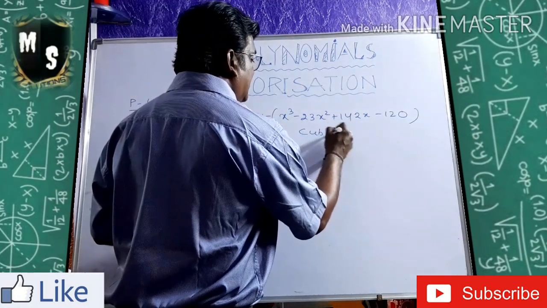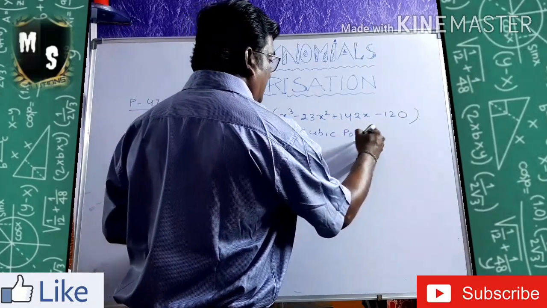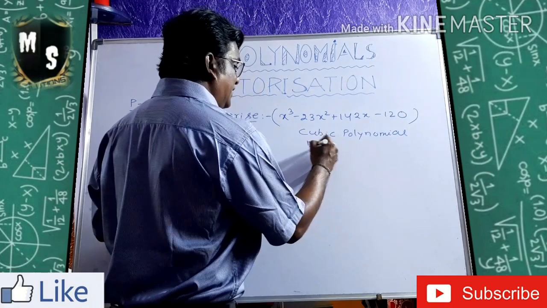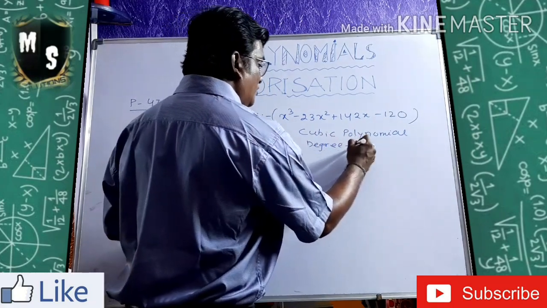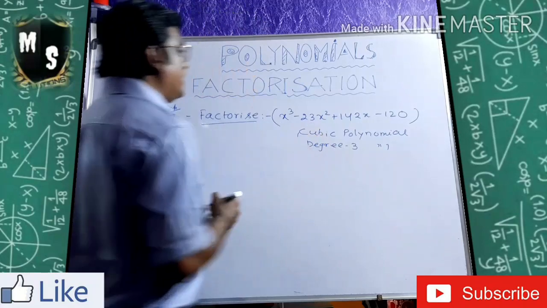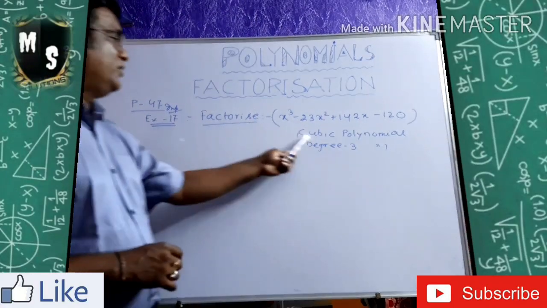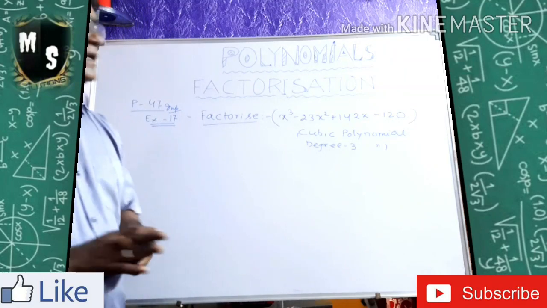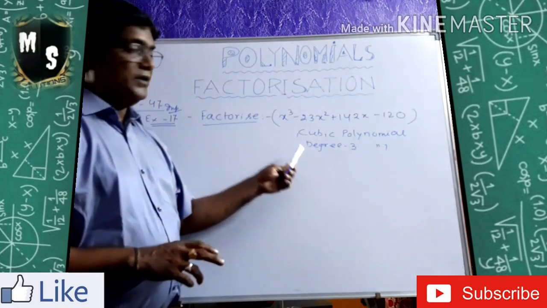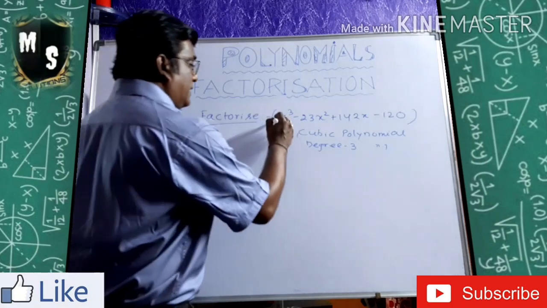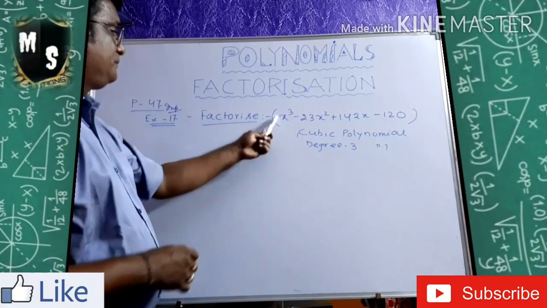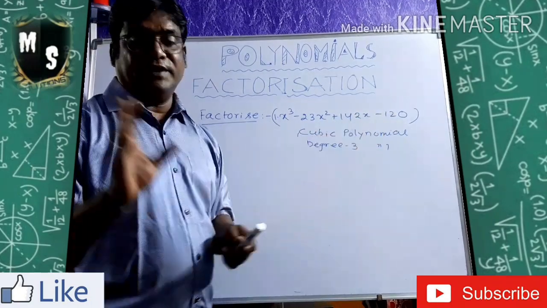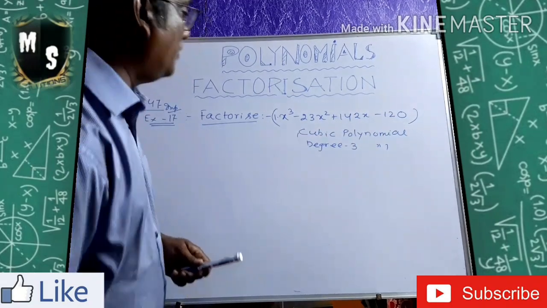It is a cubic polynomial. Cubic polynomials are always called degree 3 polynomials. So right now we are going to factorize a cubic polynomial, or a degree 3 polynomial. How am I doing it? See now. When this type of polynomial is given to you, it is in the format ax cube minus bx square plus cx minus d. So it is in the format of a degree 3 polynomial.